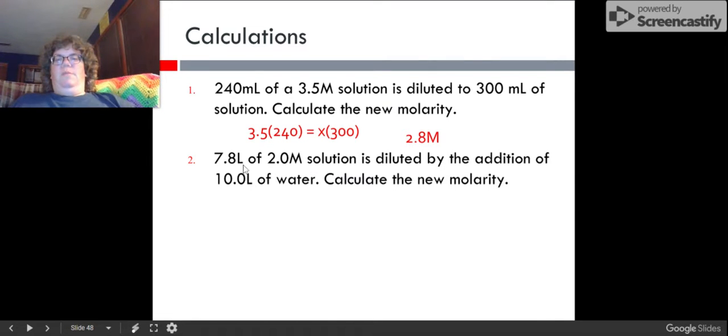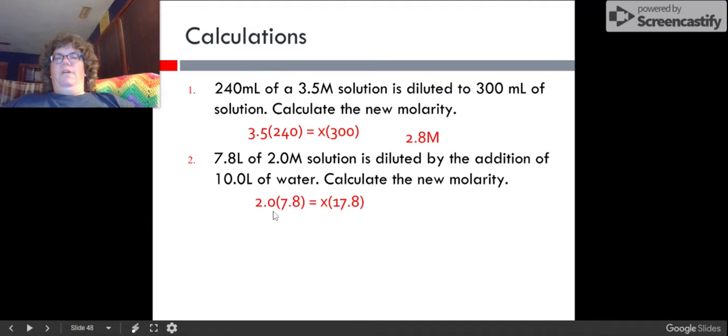Now look at this problem. This time we have 7.8 liters of a 2.0 molar solution that is diluted by the addition of 10 liters of water. Calculate the new molarity. This one you have to be careful with because we're adding 10 liters of water. That's not our new total volume. Right? Our new total volume is both of these together. So be real careful when you make up your problem.